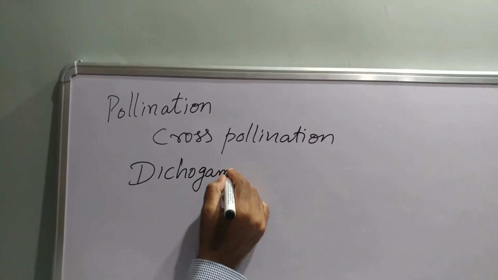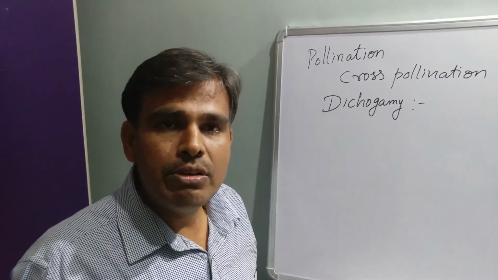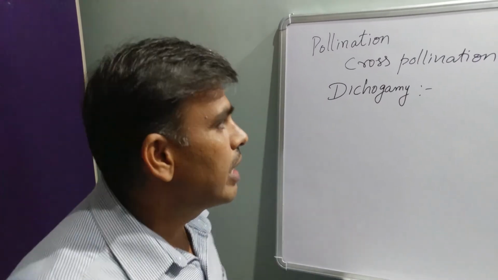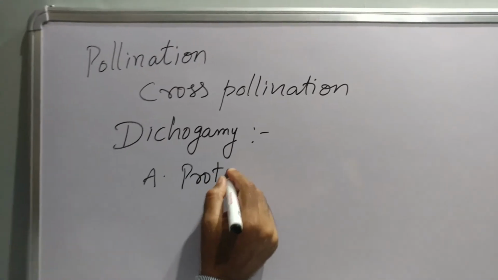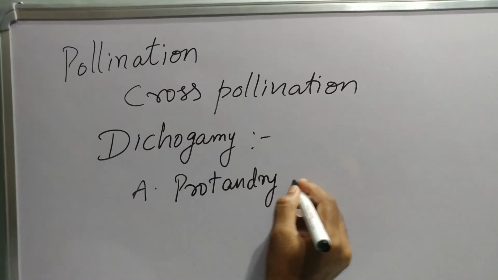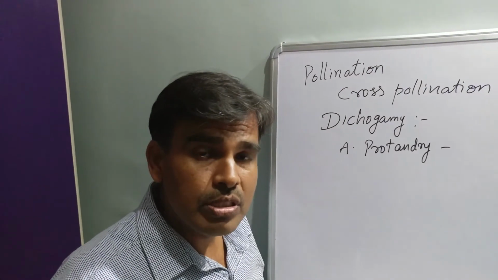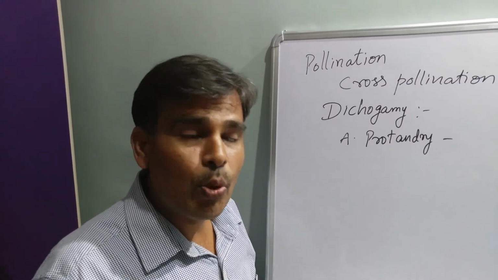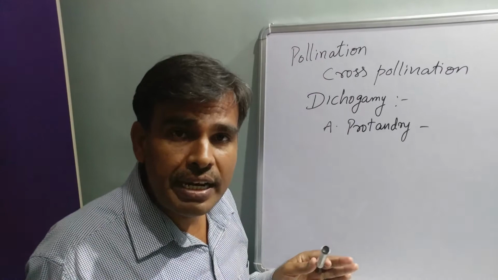dichogamy. It means either androecium or gynoecium matures earlier than the other. Under dichogamy, take protandry. Here, androecium matures earlier than the gynoecium. Androecium maturing earlier than the gynoecium is called protandry. Most of the Solanaceae family exhibit protandry.